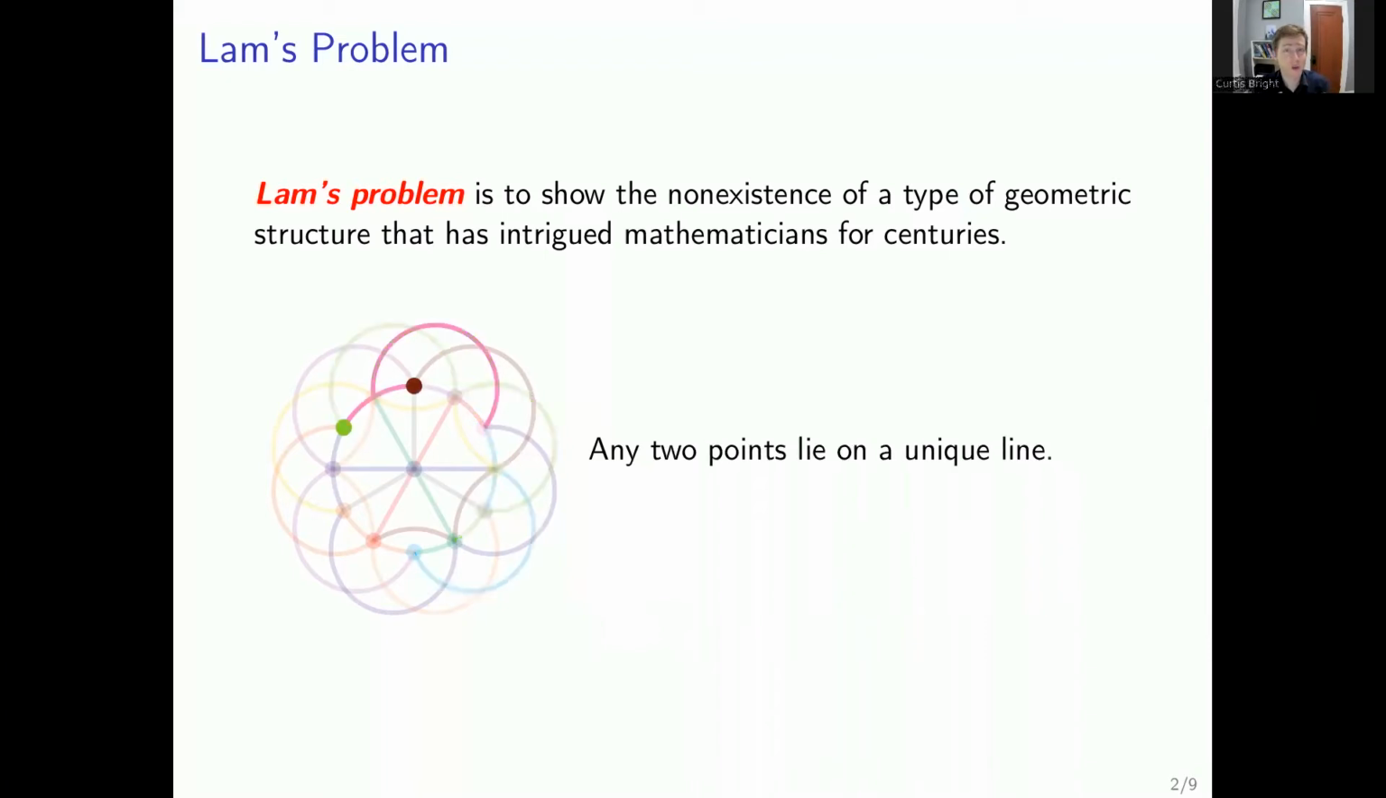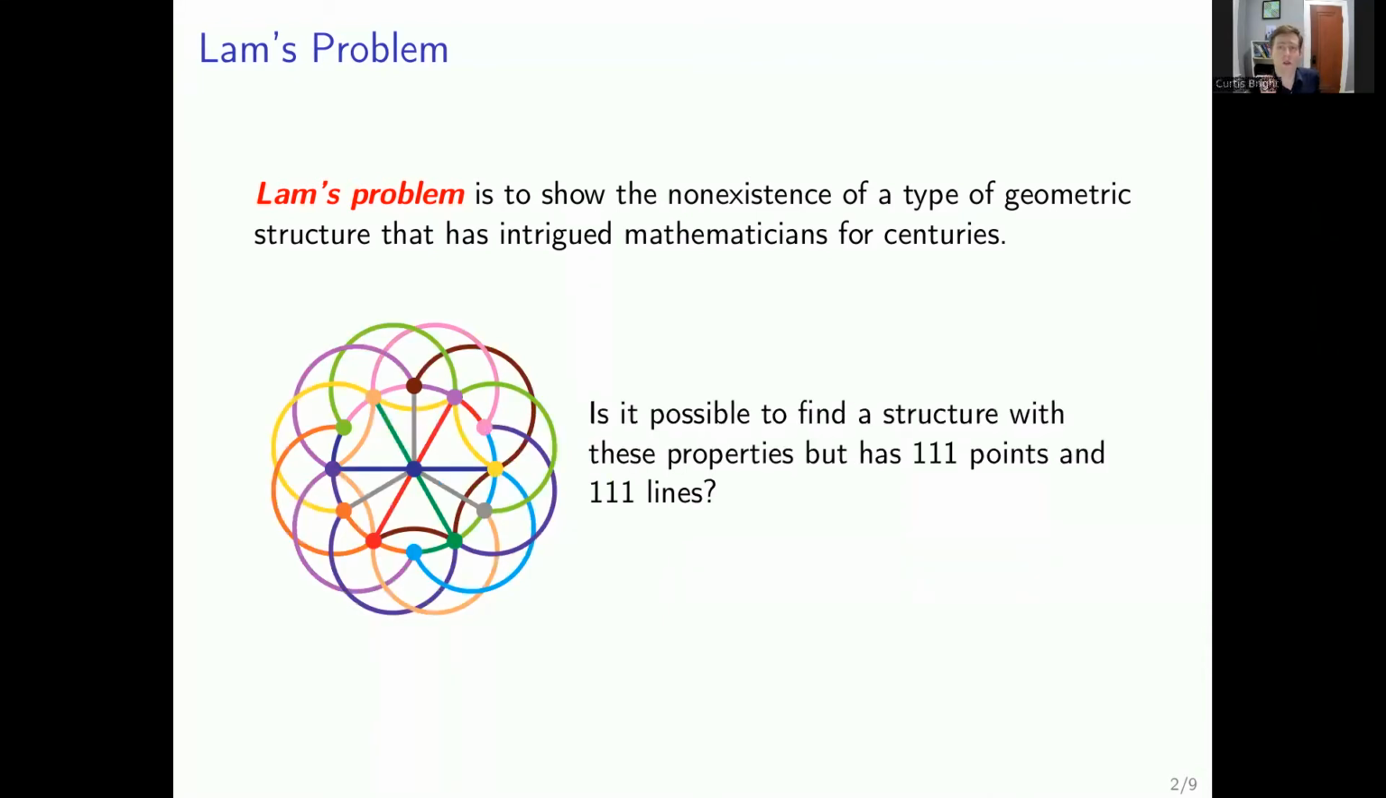Conversely, if we take any 2 points in the projective plane, they are going to lie on one and only one line. For example, if I take the green point and the brown point, you can see I've highlighted that they lie on a single line, which is the pink line. This holds for any 2 points or any 2 lines. The question, Lam's problem, is: can this type of structure exist for a projective plane of order 10? This would have 111 points and 111 lines, which is an insanely large structure.